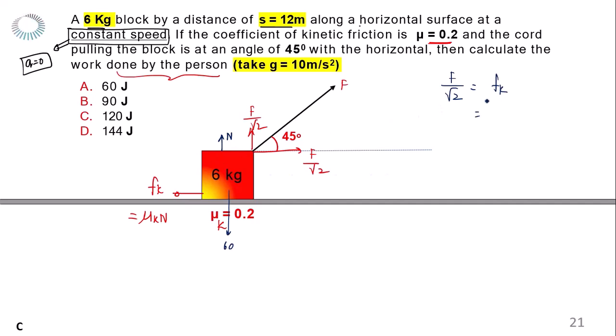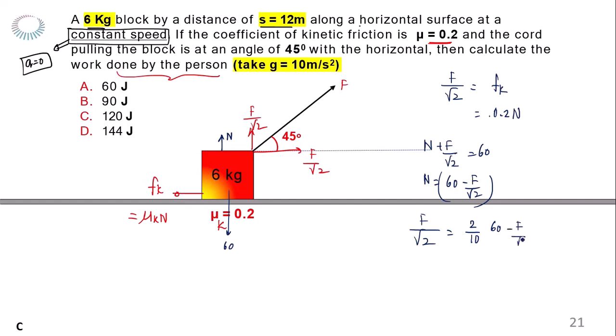Now, what is f? f equals mu times N, so 0.2 into N. What is N? N plus F by root 2 equals 60. So N equals 60 minus F by root 2. Now I can put that in. So F by root 2 should be equal to 2 by 10 into N, and N means 60 minus F by root 2.